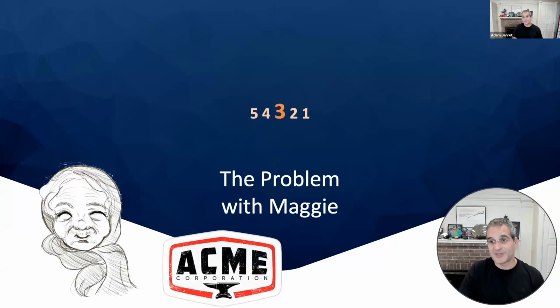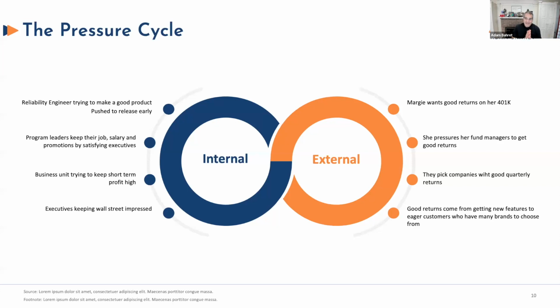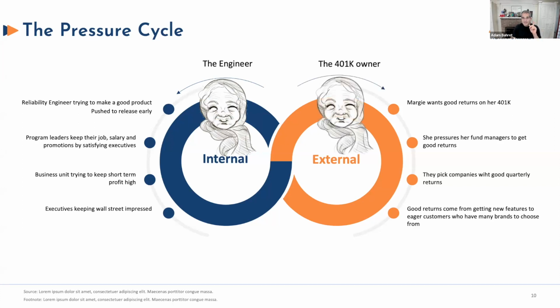Number 3, the problem with Maggie. So Maggie is an engineer who has been working for 35, 40 years, getting close to retirement. She works for Acme. So Maggie is the reason why we have the reliability pressure cycle. As an engineer, Maggie is always working to create a great product, but she's under a lot of pressure with that time to market, and that runs right up through her organization. But Maggie also is pretty interested in making sure her 401k is being invested well and at its peak, because she's looking at retirement soon.